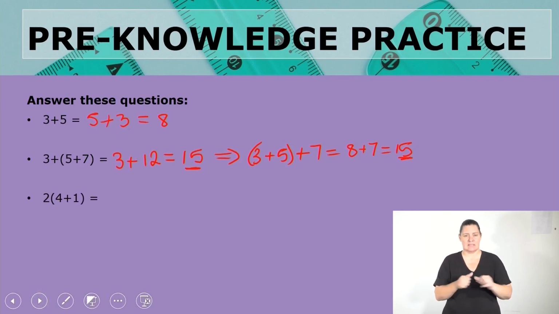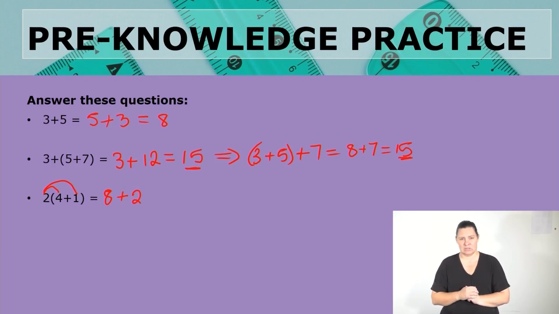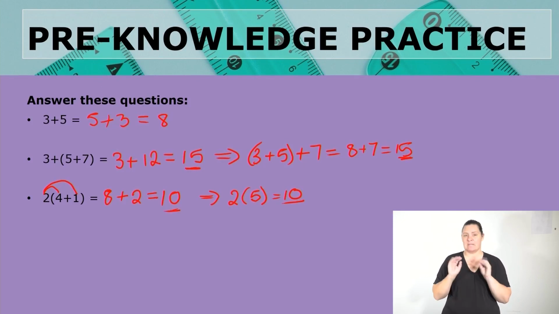The next one, 2, open bracket, 4 plus 1, close bracket. So here we can demonstrate our distributive law. We can say 2 times 4, which gives us 8, and then 2 times 1, which gives us 2. So 8 plus 2 is 10. Of course, you could have just added the 4 and the 1 in the brackets, which would give us 2 times 5, which still gives us 10. Different methods, but the same answer. Let's move on.